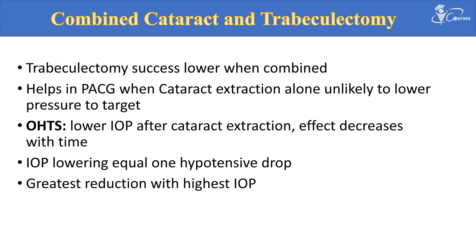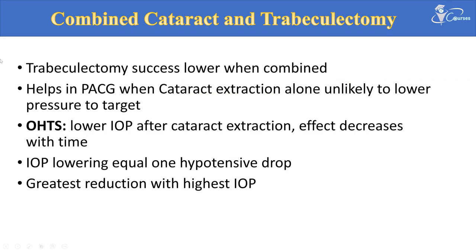When we consider a patient with primary angle closure glaucoma, as I told you, cataract extraction alone is unlikely to lower the pressure to target. We may need to decrease the pressure by 20 millimeters of mercury, and the lens extraction will only decrease the intraocular pressure by about 4 or 5 millimeters of mercury. So this is not enough. We need to combine it with the trabeculectomy.